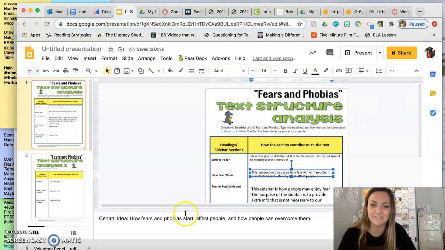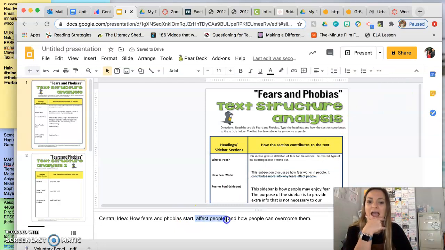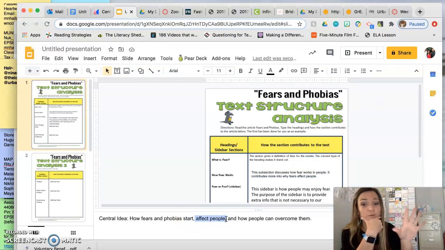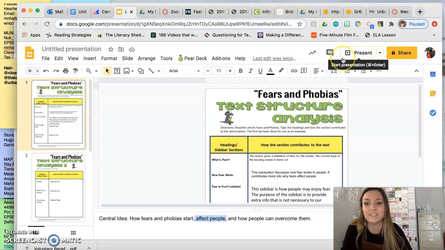Okay, and I say that because if you look at our central idea down there, I know that that's part of our central idea for the whole text. And so that part really talks about how fear affects people and why it does. My last part is the sidebar that I'm going to go over before I let you guys do this on your own, again, to Wednesday.